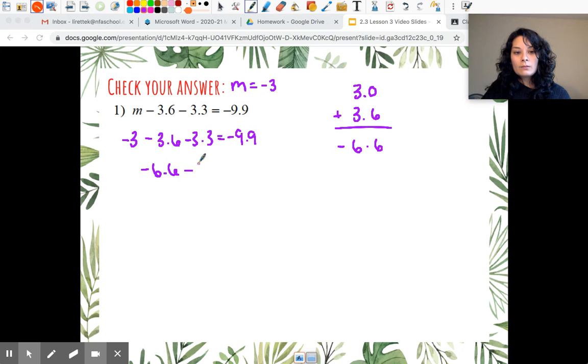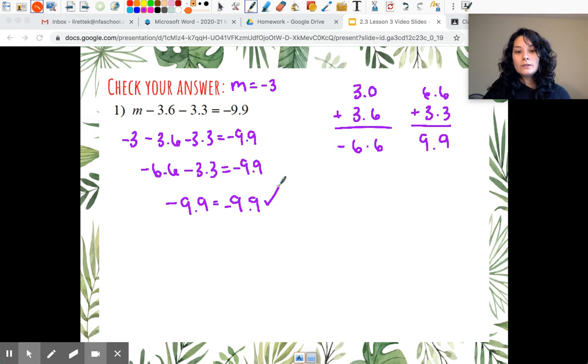I'm going to bring down my minus 3.3 equals negative 9.9, and I keep going. Same signs again, so I'm going to add 6.6 with 3.3, and just make sure that I match the negative sign with whatever number I get. 6 plus 3 gives me 9. Decimal comes straight down. And this matches the number that is on the right. So that means we found the correct answer.